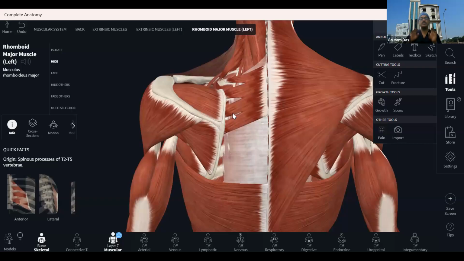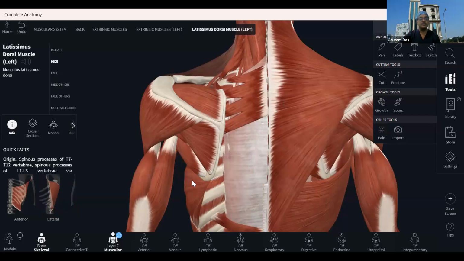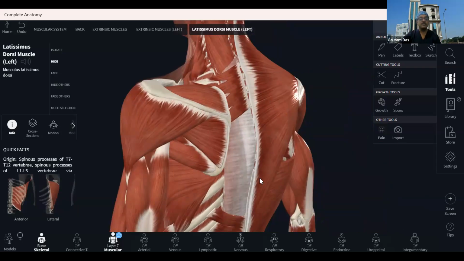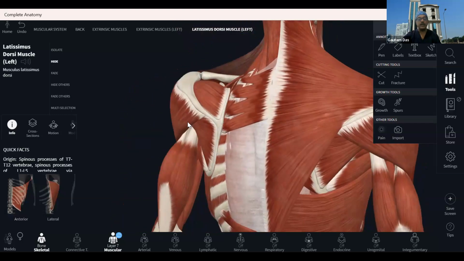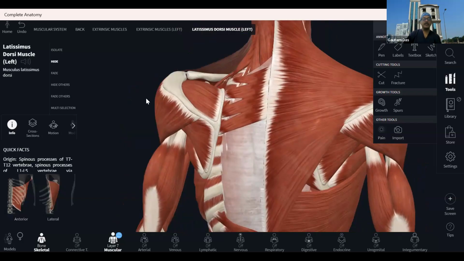So now you need to remember which pulls the scapula laterally and which pulls the scapula medially. Which pulls the scapula laterally? It is the serratus anterior muscle. If I remove the latissimus muscle, this is the serratus anterior muscle. Serratus anterior muscle originates from ribs, from the 1st to 9th ribs, and they are attached to the medial border of the scapula here. They pull the scapula laterally. And this muscle, serratus anterior, is supplied by the long thoracic nerve.